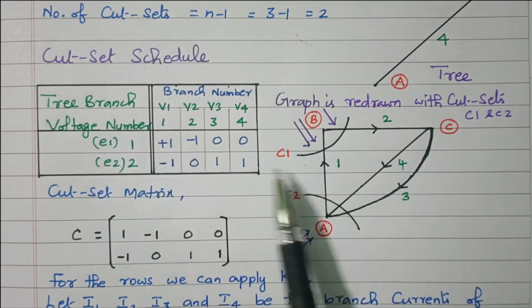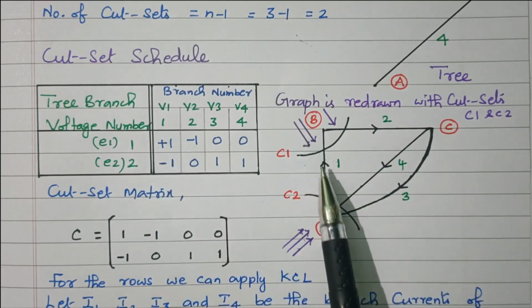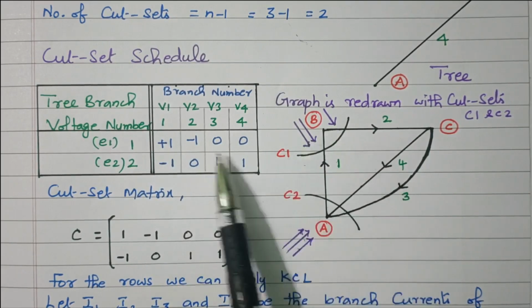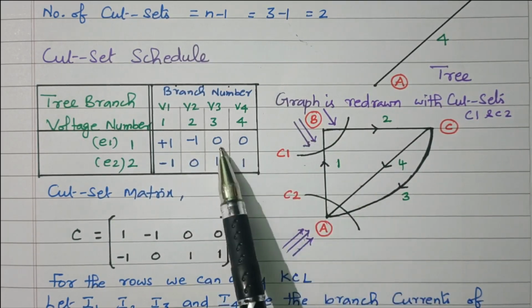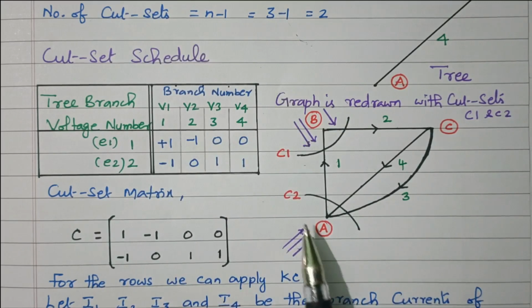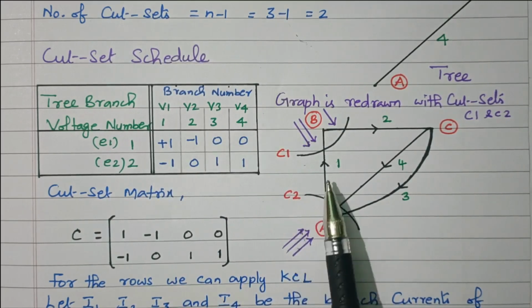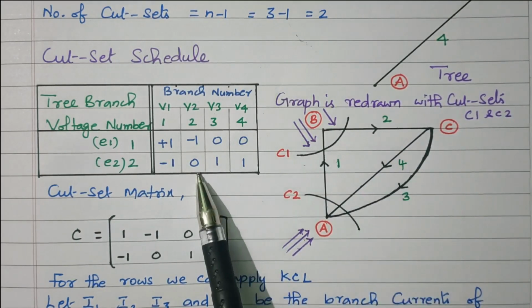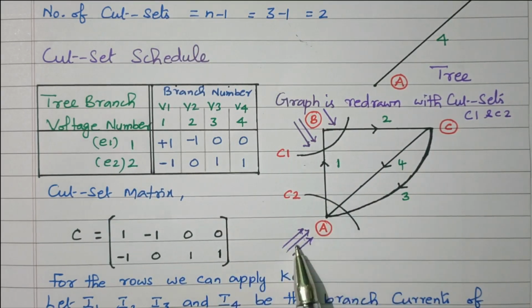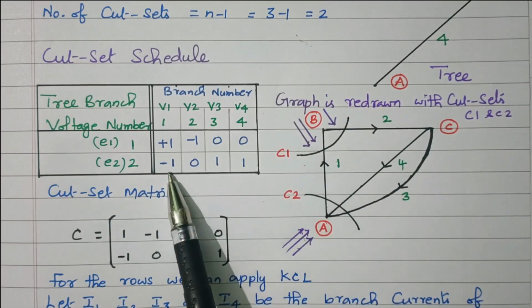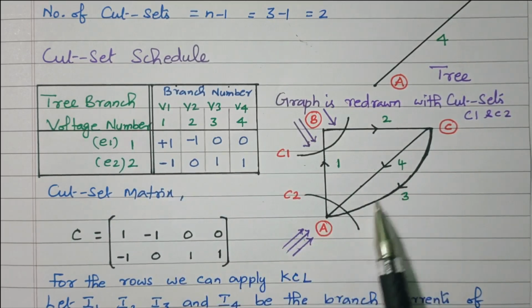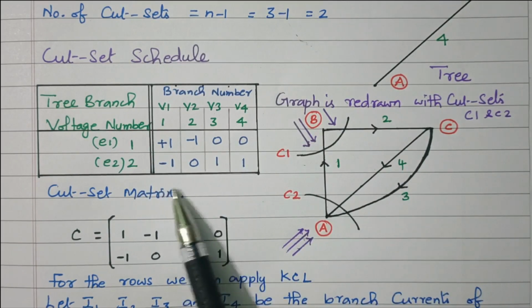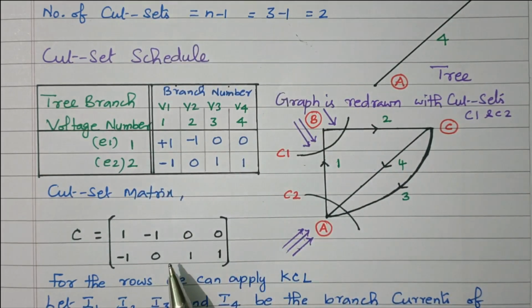So at branch 1, cut set C1 direction: both opposite, +1; both same, -1; not connected, 0. Then cut set schedule C2: 1, 3, 4 are connected, 2 is not connected, so 2 is 0. 1 is connected, same direction, -1. 3 and 4 opposite direction, so +1. So accordingly we can frame this cut set schedule.